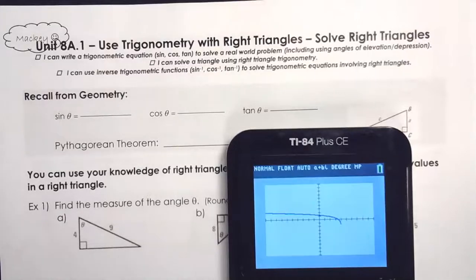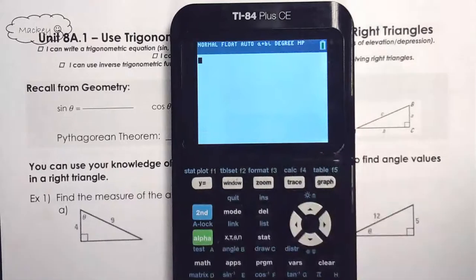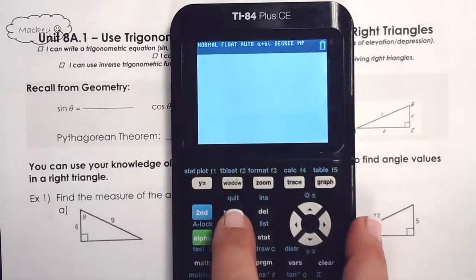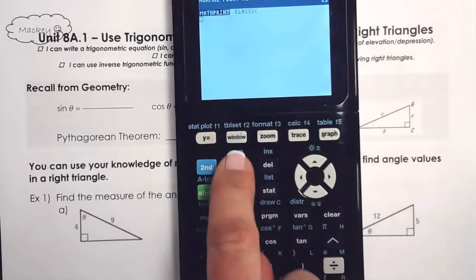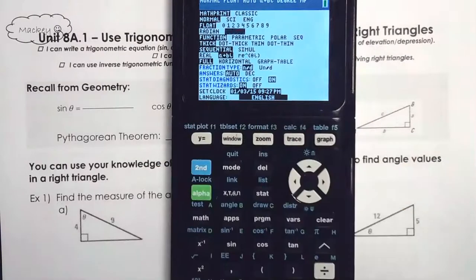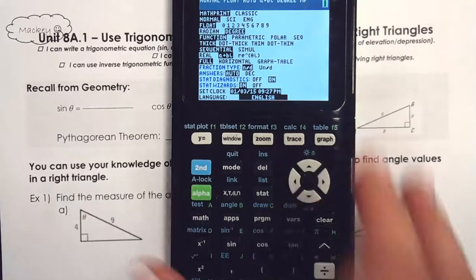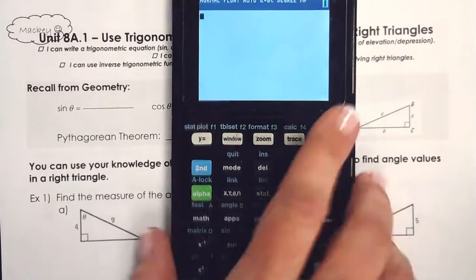Okay, one thing before we start this unit, Unit 8 on trigonometry: make sure that your mode is in degree mode. Again, if you're using the graphing calculator, you can press the mode button, and then just make sure that instead of radians, it's in degrees. If you have it in radian mode, you're going to get answers that are completely different. Okay, so just make sure that we do that before we begin.